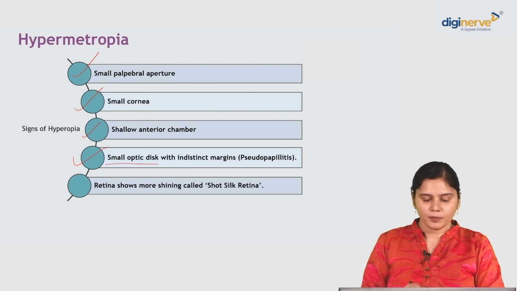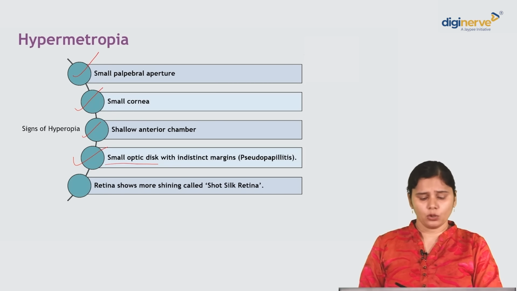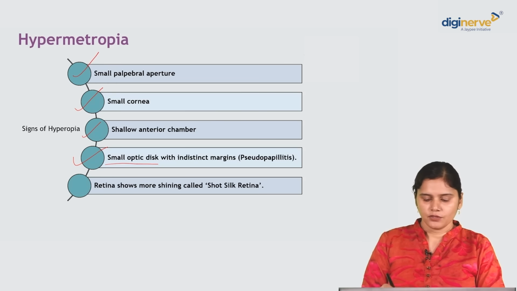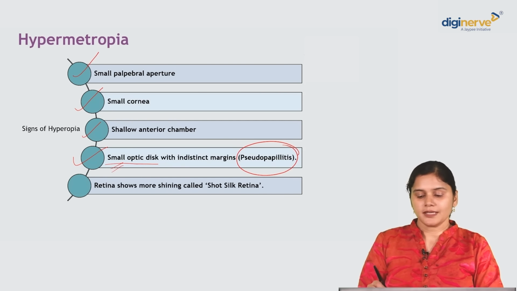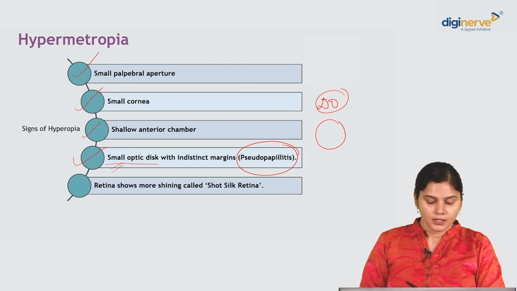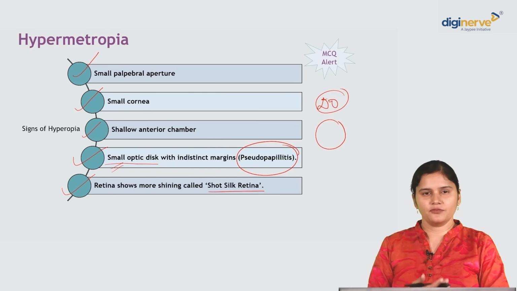There might be a small optic disc with crowding of the vessels. Sometimes smaller optic discs might also have indistinct borders because all the ganglion cell fibers are trying to fit into a very small optic disc, which is called pseudopapillitis. The size of the optic disc can be confirmed with the size of the optical circle on the direct ophthalmoscope, which is discussed in the basics of fundus examination lecture. The retina might have a silk-sheen appearance because in a smaller eye, the retina is very well packed and it gives a very shiny appearance.